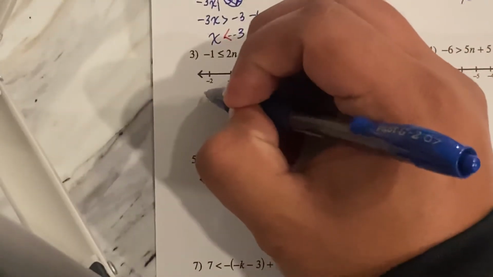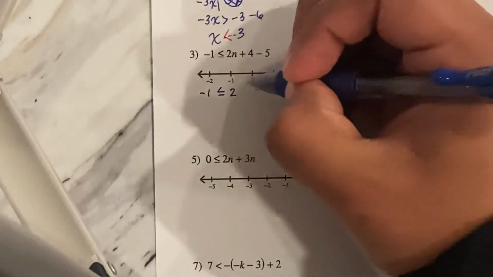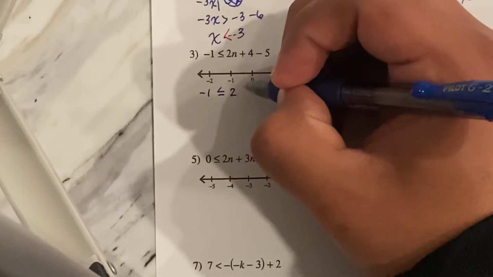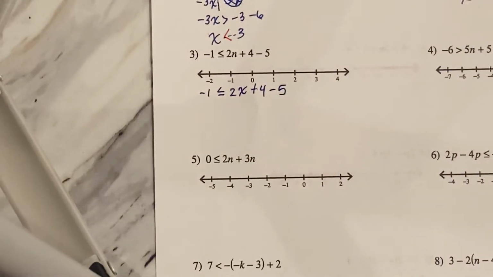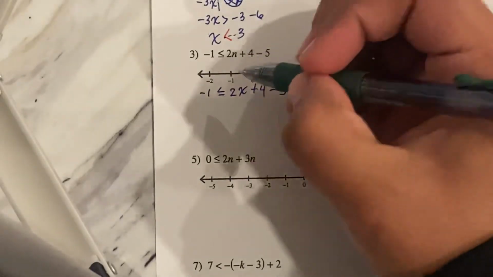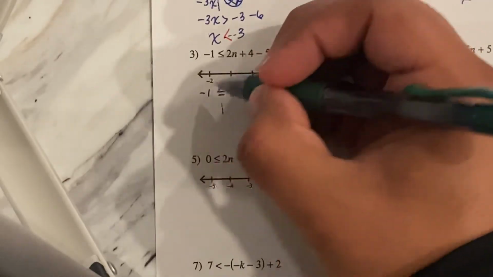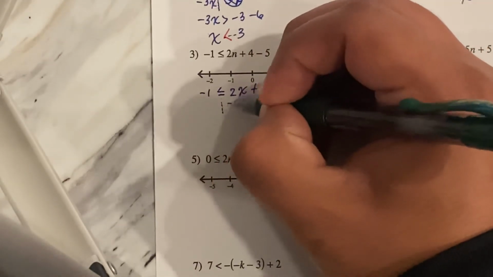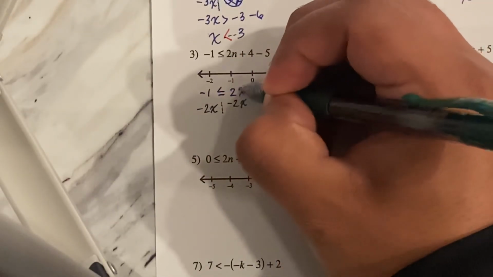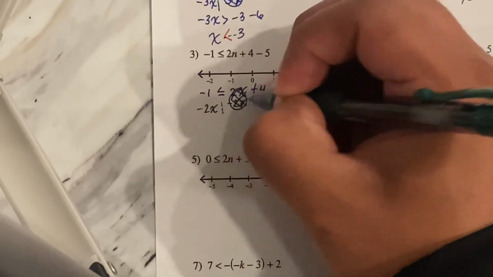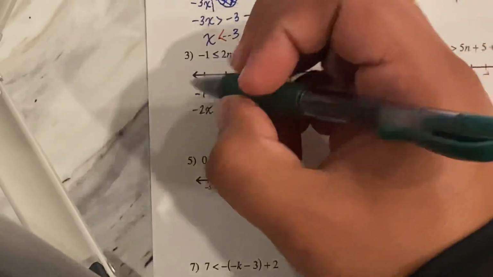So let me rewrite this real quick. Negative 1 is less than or equal to 2n plus 4 minus 5. If you want, we can always change the n to x so you don't get confused. Draw my border. Of course, the 2x is on the wrong side. Gonna move it over here. Right here it's positive, so I gotta subtract it. 2 minus 2 is 0. And then I just bring everything down. I cannot combine these because the negative 1 does not have an x, so I'll just rewrite it.